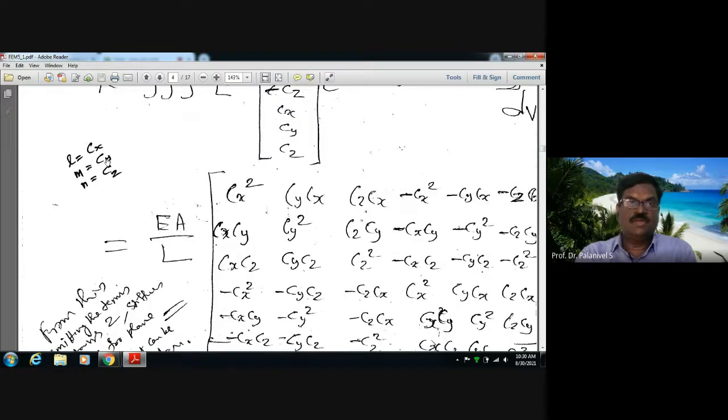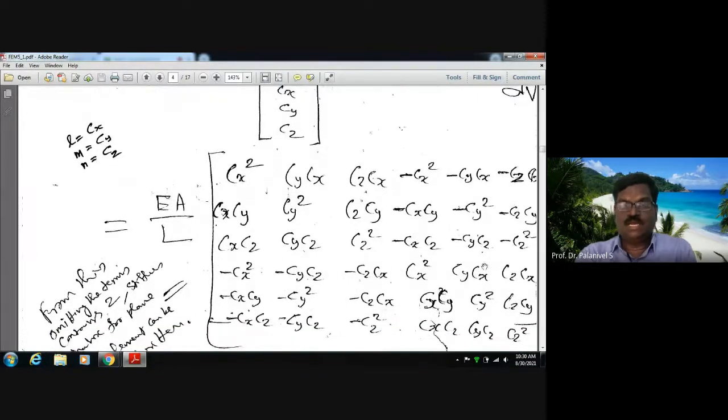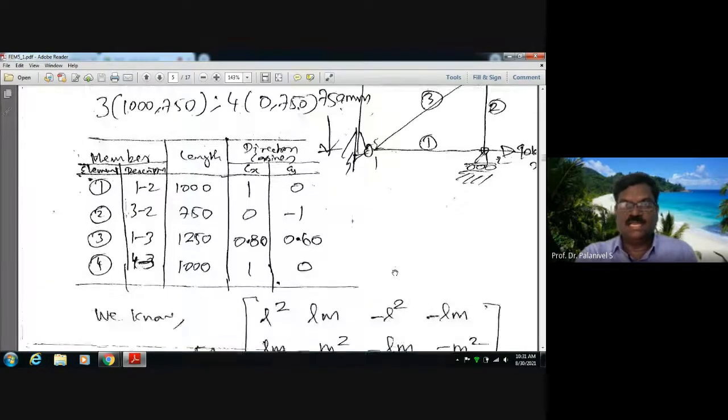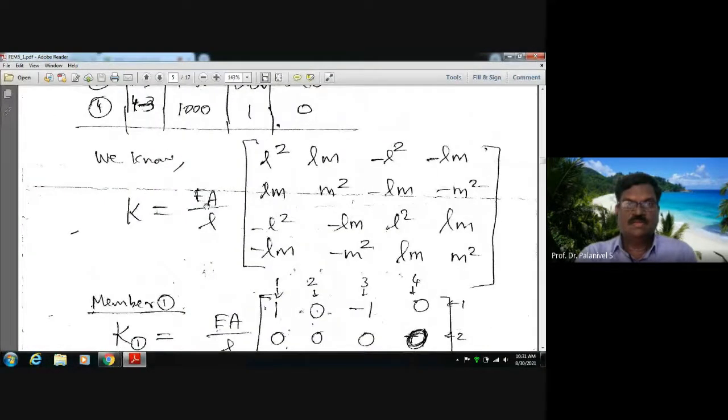It may be noted that instead of Cx you can write L, instead of Cy you can write M, and instead of Cz you can write N. I will show you how to get the element stiffness matrix for a plane truss, a truss element lying in a plane. See here, K equal to A by L. This is the element stiffness matrix for a plane truss. Instead of Cx, Cy, Cz, I have written L, M, N.